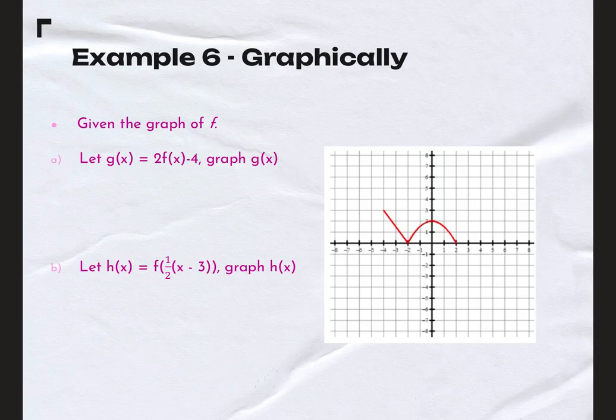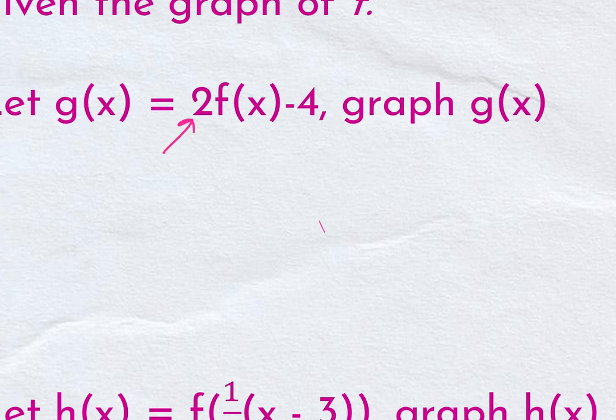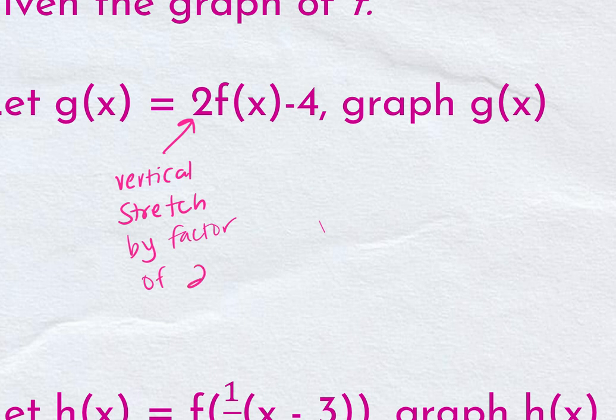All right, so this one says, we're going to go through all the same things, but now with stretch and shrink. Graphically, let g of x equal 2 f of x minus 4. So the 2 on the front causes what? Vertical stretch by a factor of? Good. And then the minus 4 on the outside shifts down 4. Both of these things would affect our y values or our range.